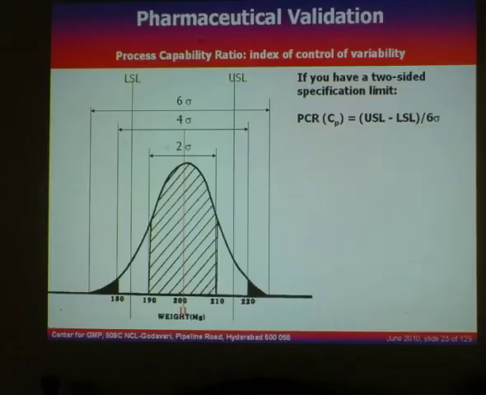Process capability ratio is defined as the distance between the rails divided by the distance between the tails. That is upper specification limit minus lower specification limit, that is the distance between the rails, divided by 6 sigma, which is the distance between the right end of the tail and the left end of the tail. Upper specification limit minus lower specification limit divided by 6 sigma is your process capability ratio.